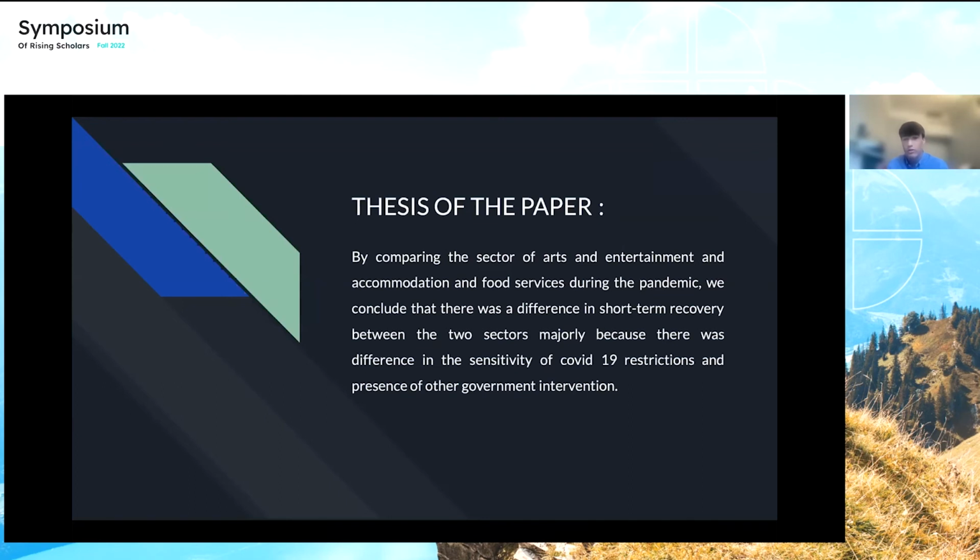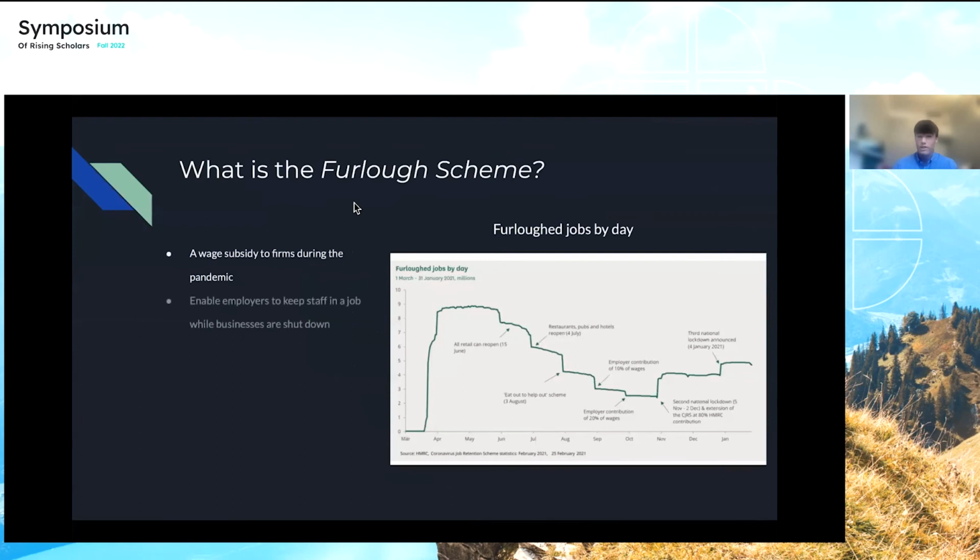Specifically, I find two major factors, which were the sensitivity to COVID-19 restrictions and the presence of other types of government intervention. Before examining the two sectors specifically, I am going to give you some background context about the furlough scheme. The furlough scheme was brought in by the Chancellor Rishi Sunak in the spring of 2020, and the aim of the scheme was to enable employers to keep staff in jobs while businesses were shut down due to an outbreak. The scheme essentially provided grants to employers so they could retain and continue to pay staff during coronavirus-related lockdowns, by furloughing employees up to 80% of their wages. This was, however, capped at £2,500 a month.